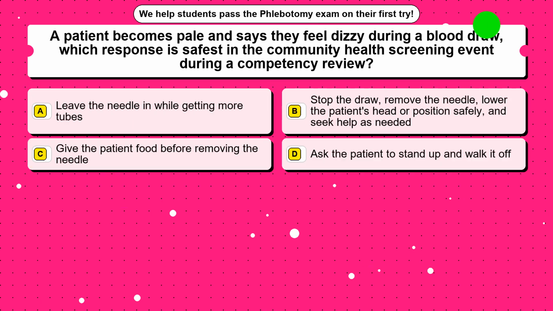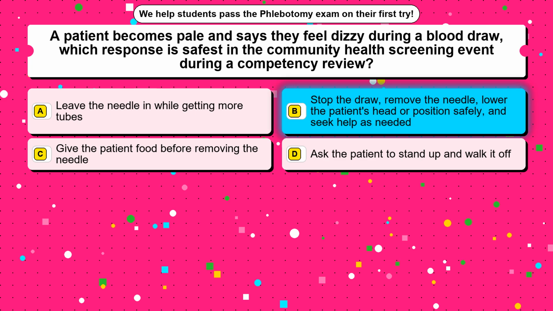Question 42. A patient becomes pale and says they feel dizzy during a blood draw. Which response is safest in the community health screening event during a competency review? Option A. Leave the needle in while getting more tubes. Option B. Stop the draw, remove the needle, lower the patient's head or position safely, and seek help as needed. Option C. Give the patient food before removing the needle. Option D. Ask the patient to stand up and walk it off. The correct answer is option B.